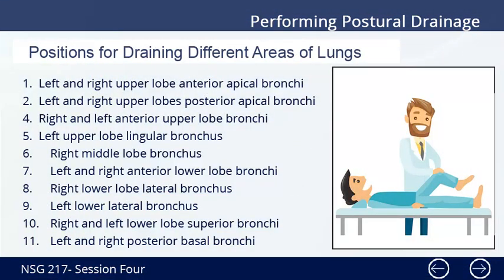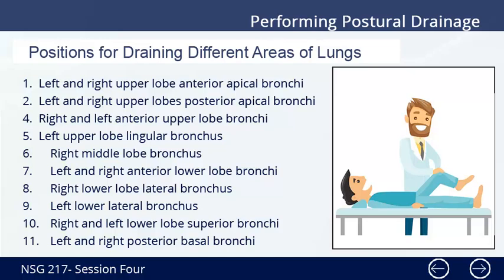Positions for draining different areas of the lung. Number 1, left and right upper lobe anterior apical bronchi. You will have patients sit in a chair leaning back, percuss with cupped hands, and vibrate with the heels of the hand at the shoulders and with fingers over the collarbone. Both sides can be done at the same time. Note the body posture and arm position of the nurse. The nurse's back is kept straight and elbows and knees are slightly flexed.